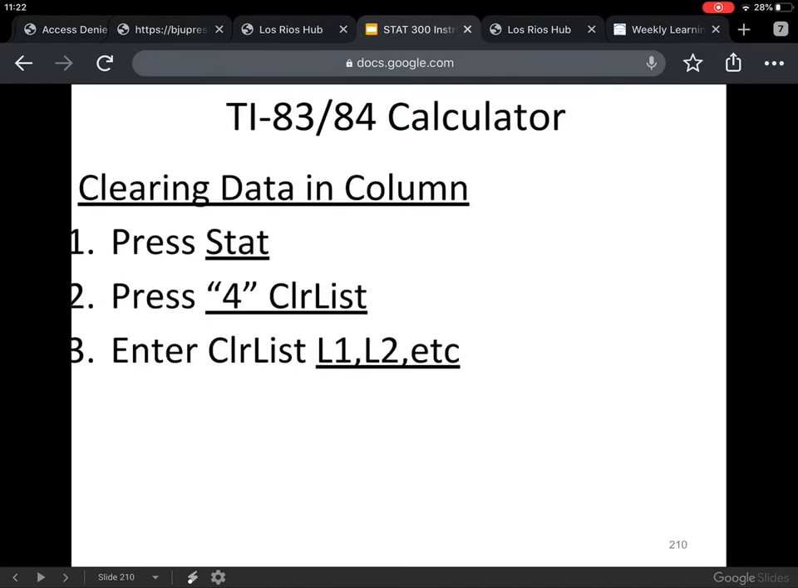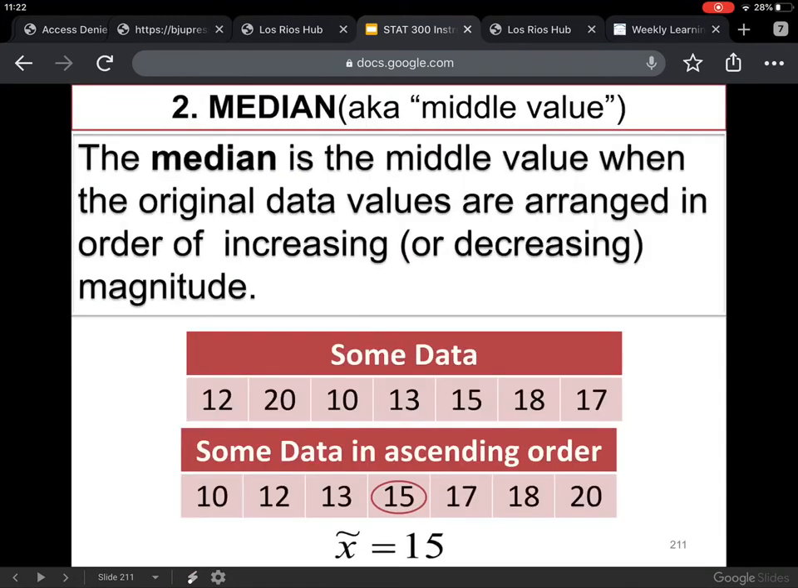There's a way to clear also your data set. Press stats, press the number 4, clear list, and then clear list 1, list 2, list 3. The way to access list 1 is to press second and then find the list 1 button, which is usually the number 1 on a TI-83, 84. Okay, so that's some calculator references.